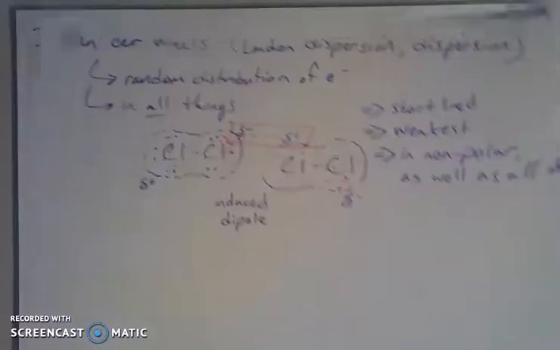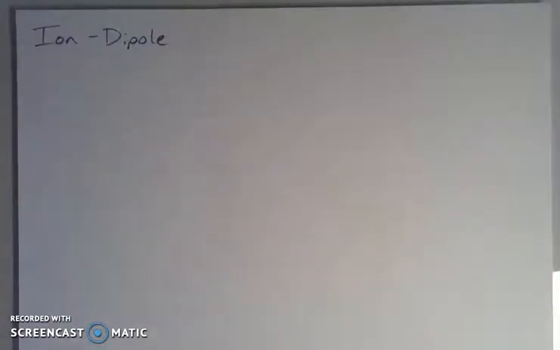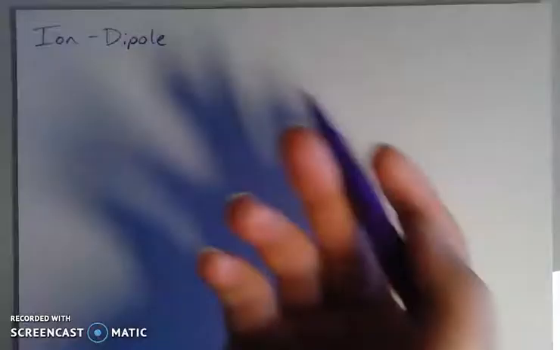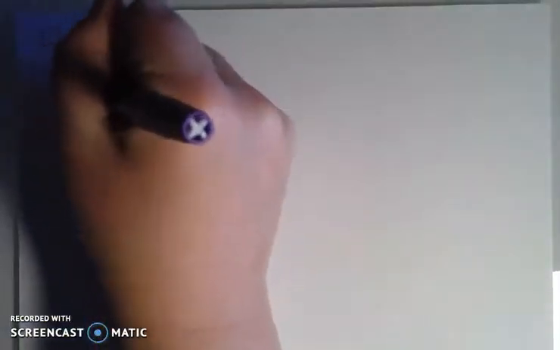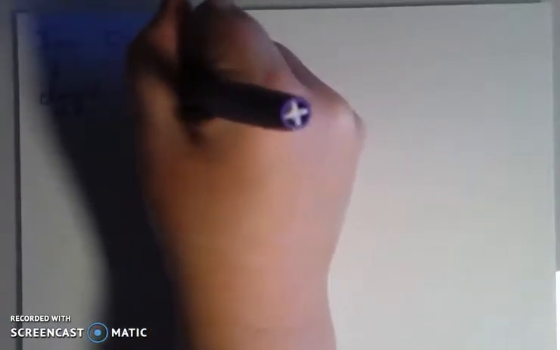All right, there's one more that's important when we get into mixtures. So another important intermolecular force is ion-dipole. And as the name implies, ions, of course, are charged atoms, either positive or negative, and dipole is a polar compound.